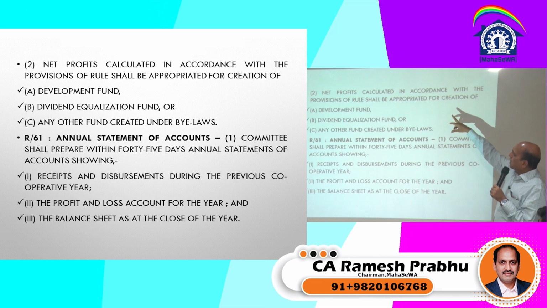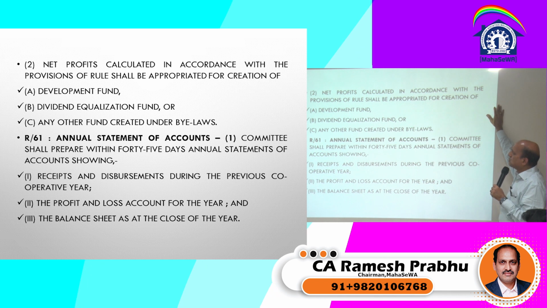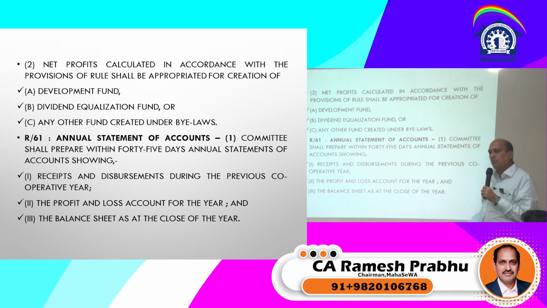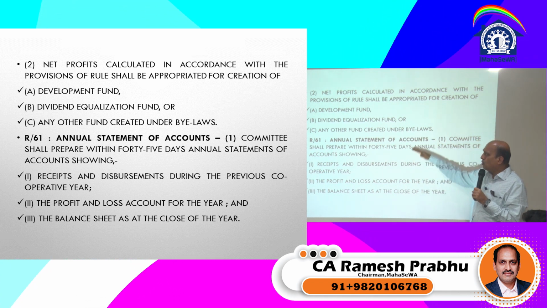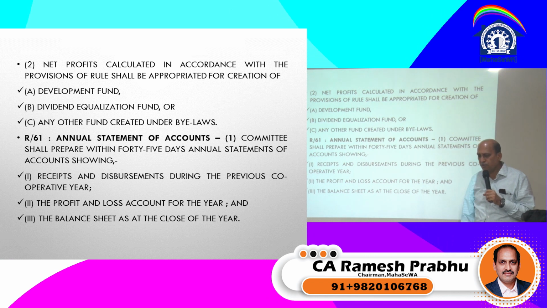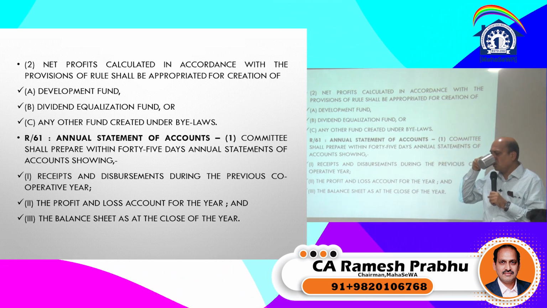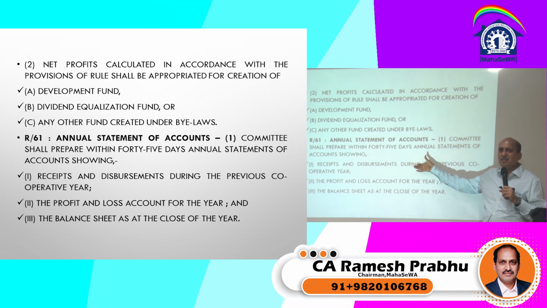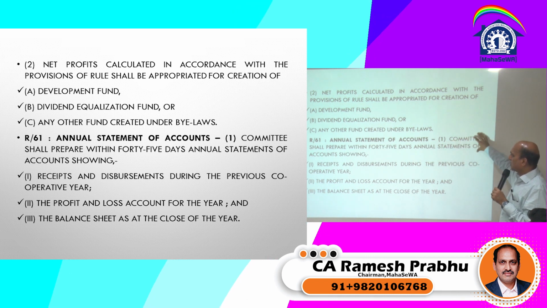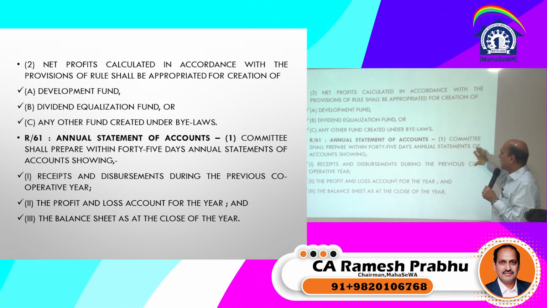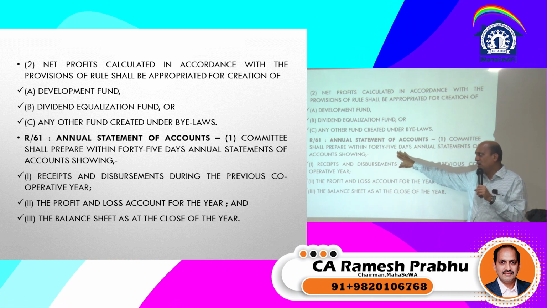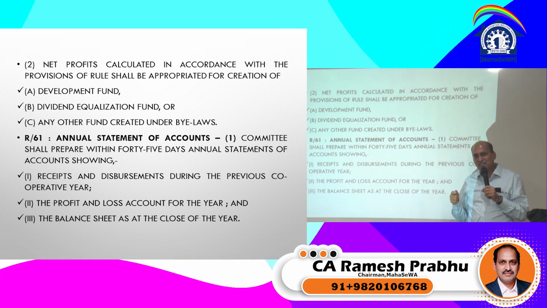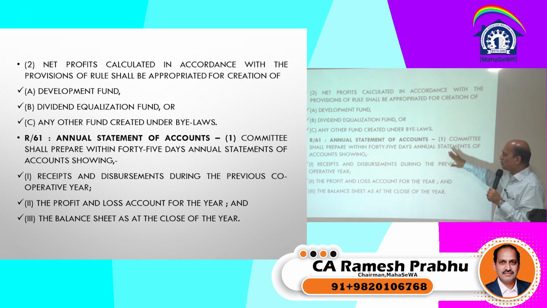Next, net profit calculated, appropriation in the provisions of rules shall be appropriated as per the creation, development fund, dividend equalization or other fund. Annual statement of account: rule number 61 talks about how the annual statement of account has to be prepared. These are the things which we prepare normally. Maybe you are not aware as to which is the rules, which is the act, which is the provisions under which it is done. The committee shall prepare the annual statement of account within 45 days. So the time limit given under rule number 61 is within 45 days. That means if 31st March is the year end, by 15th of May it should be completed.